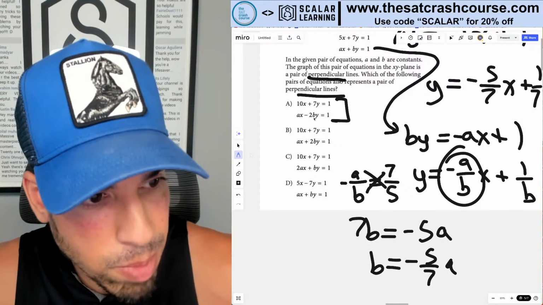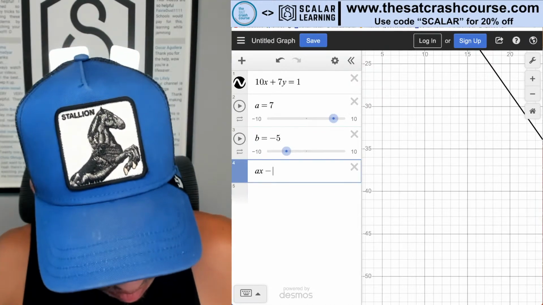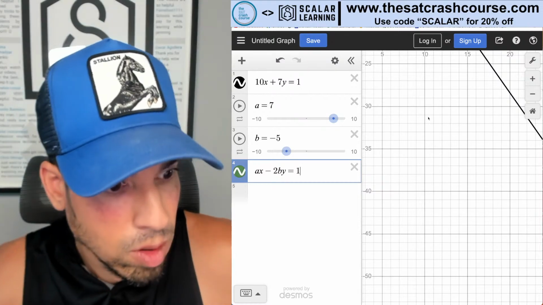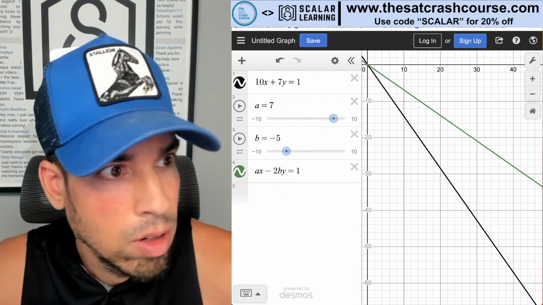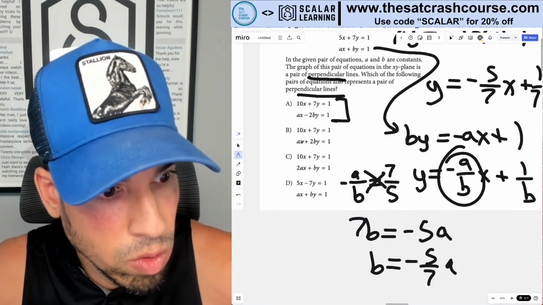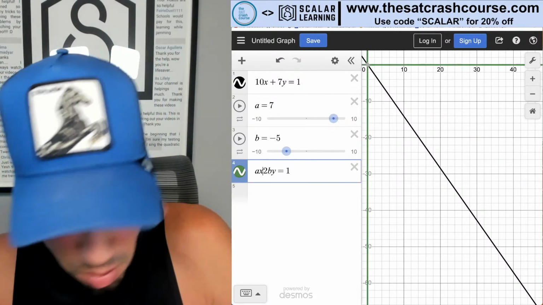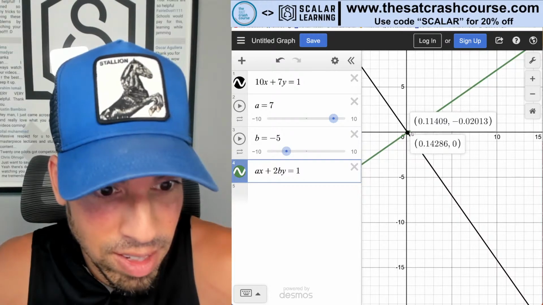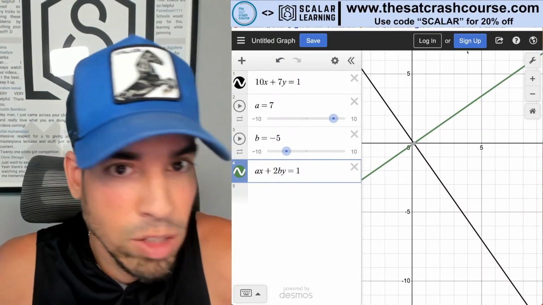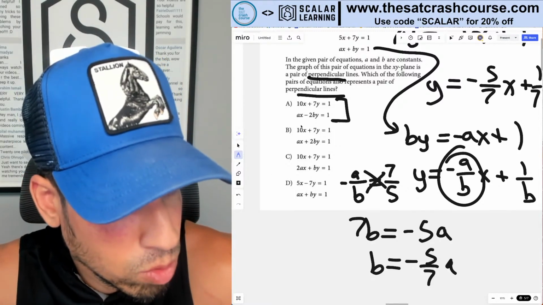So first we have ax minus 2by equals 1. Okay, so here's my first equation. That's definitely not perpendicular. Then we go ax plus 2by equals 1. Let's try that one. That looks perpendicular. That was pretty cool, actually. So it's probably this one is the answer, but we're going to verify in a second. So we're going to go with this one.